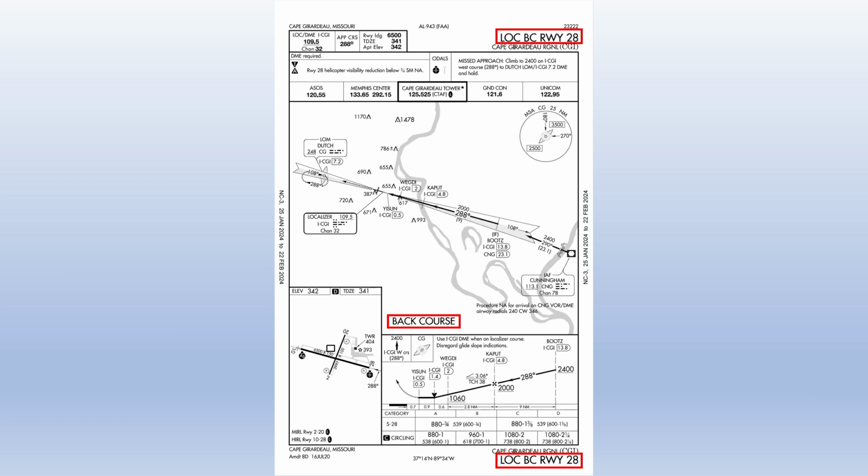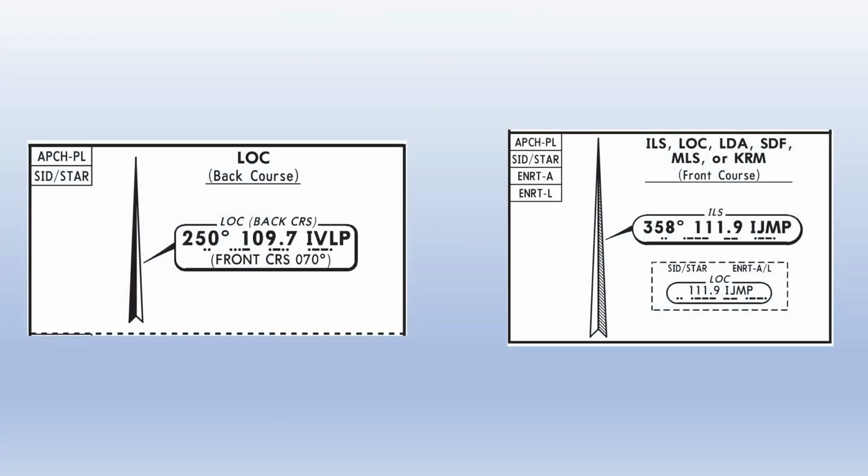On government charts, localizer back courses will be symbolized with a localizer feather with the shading on the left side versus the right side with a front course. On Jeppesen charts, back courses will have black shading in addition to being shaded on the left, be labeled as a back course, and have the front course heading at the bottom of the station information box.